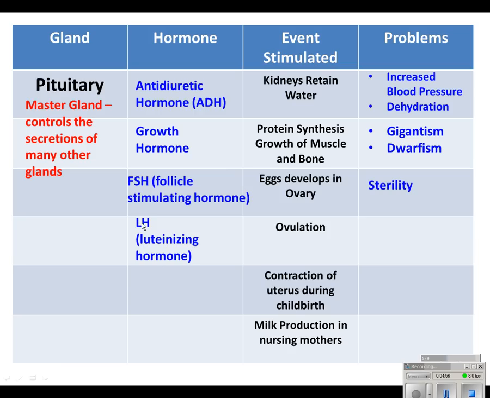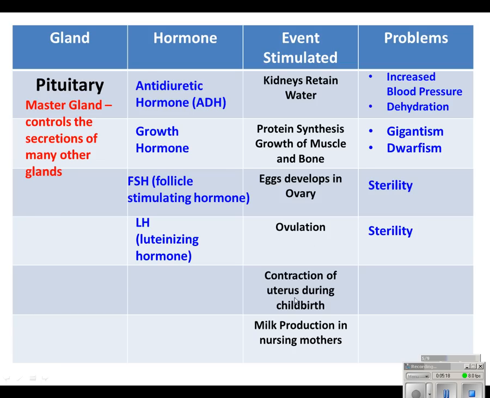Then we have luteinizing hormone, which is going to actually cause the release of that egg. So you have follicle stimulating hormone, which is going to cause the development of that follicle, the maturation, and then luteinizing hormone, remember that L for ovulation, is going to cause the actual release of the egg from the follicle. And another problem could be sterility, if that's not working.